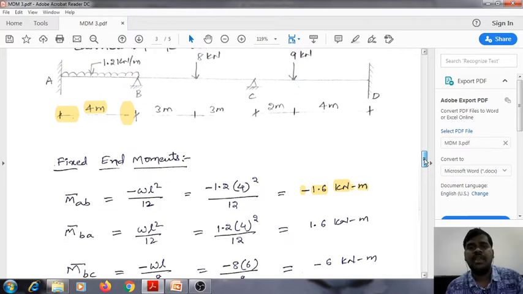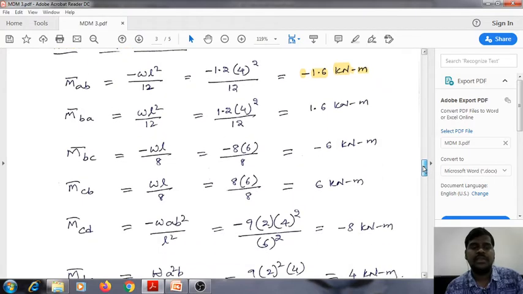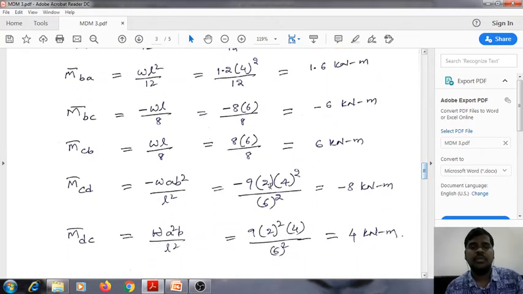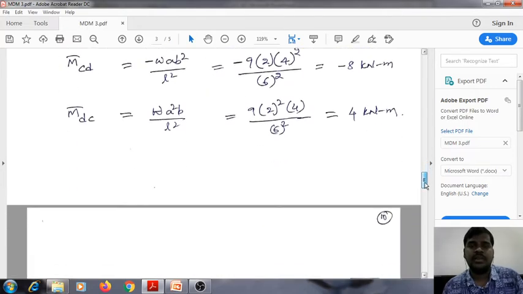And we have CD, where the load is acting eccentrically, 2 meters from C. So what is the formula we have? M bar CD is equal to minus W a b square by L square. And M bar DC, similarly, we have W a square b by L square. So we get minus 8 and 4 for M bar CD and M bar DC respectively. So the calculation of fixed end moments has been completed.